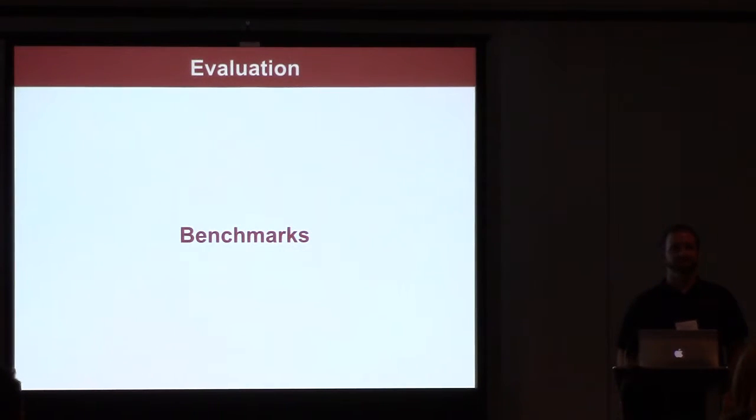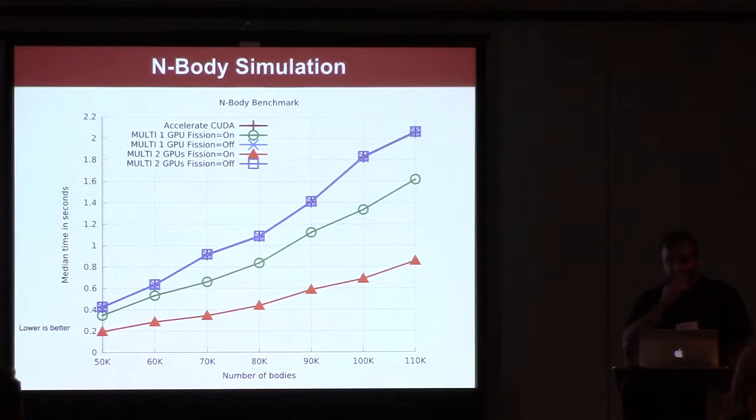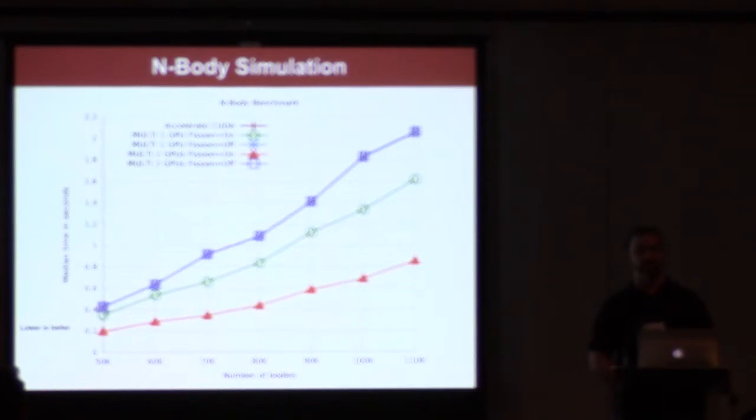Does this actually work? Can we get performance out of this? We'll have a couple of different benchmarks to look at. The first one is this n-body simulation. This is showing the number of bodies that we're simulating, so it's a gravitational n-body. And the y-axis is the median time to run this in seconds, so lower is better. We're showing execution time here.